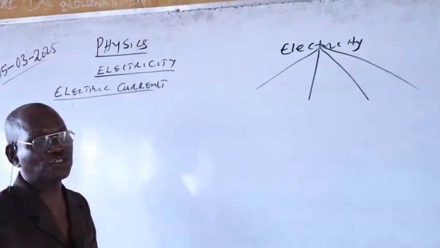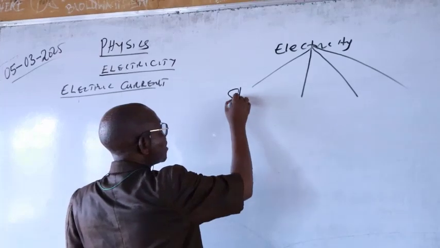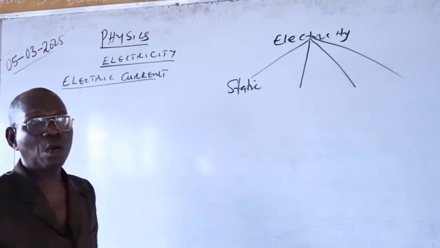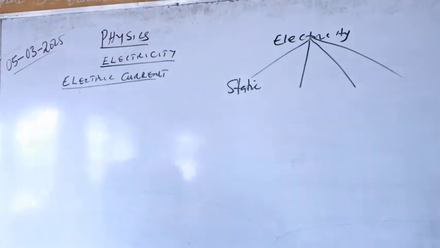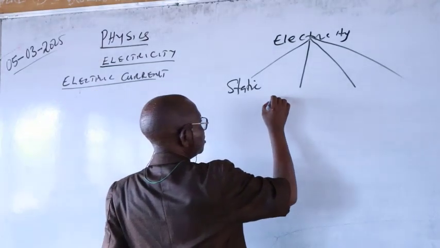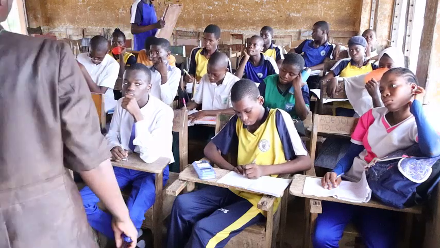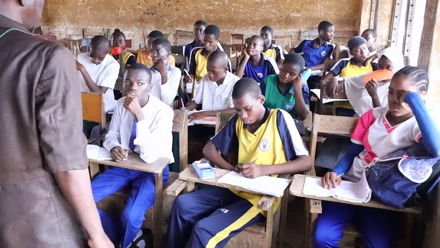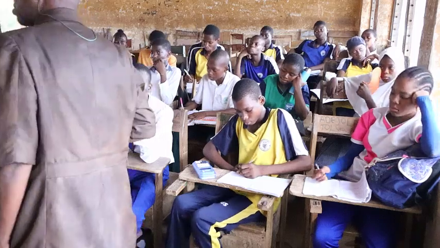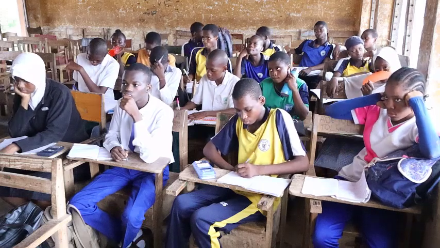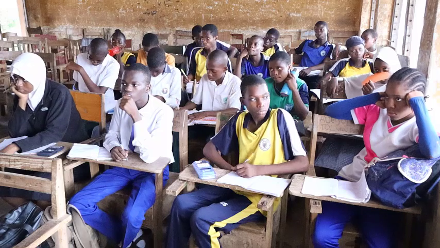These are the branches. The first one is static electricity. Some authors call it electrostatic. Then we have direct current. The second one is direct current electricity. The third one is alternating current, alternating current electricity.